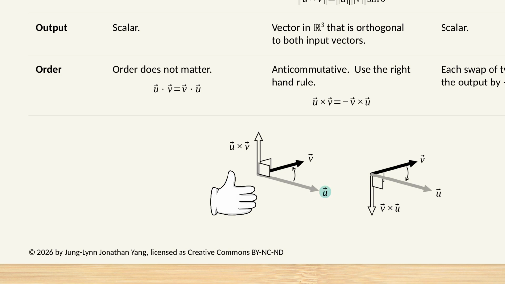If we go u cross v using the right hand and curling your fingers from u to v, your thumb will point in the direction of the cross product. In this case, it's pointing upward. However, if we go v cross u, we still use the right-hand rule, then curl the fingers from v to u, and then the thumb points downward. So v cross u is actually down instead of up. Whether we go u cross v or v cross u, the cross product will point in opposite directions.